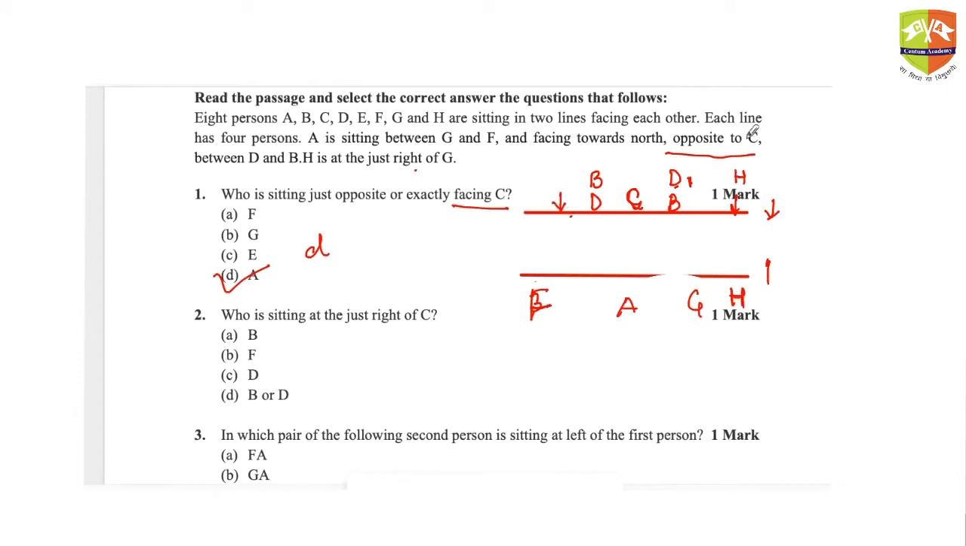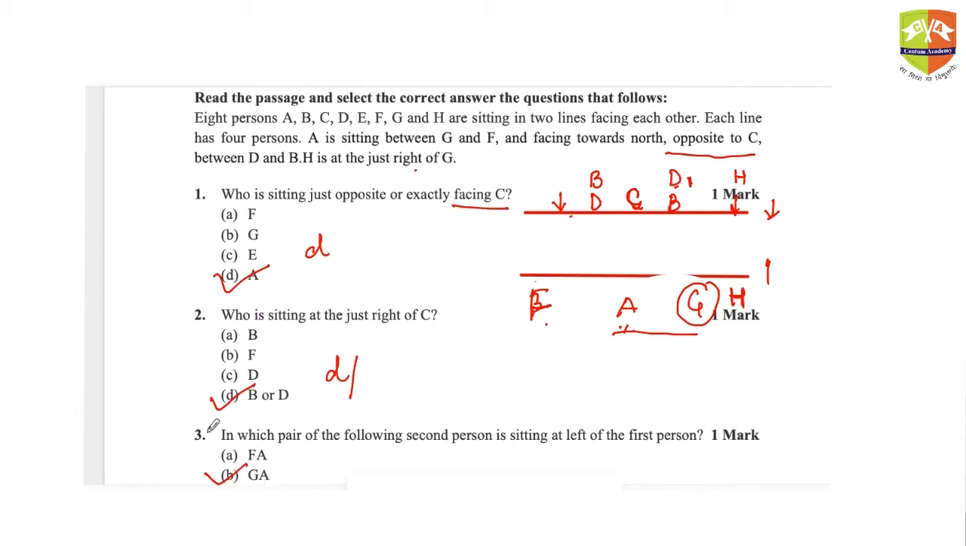And C is sitting between D and B. Here you don't know whether B is sitting on the right of D or D is sitting on the right of B. So the answer would be B or D. You don't know here. The option would be D option here. Now the next one is, in which pair of the following is the second person sitting at the left of the first person? So if I take FA, A is on the right of F, that's a wrong answer. GA is the right answer, because A is on the left of G.